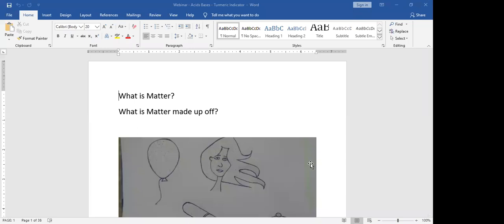All of us have heard of matter, right? So what is matter? Matter is anything that occupies space and has mass. Now what about the air that we breathe? Is that matter? Yes, that is also matter.